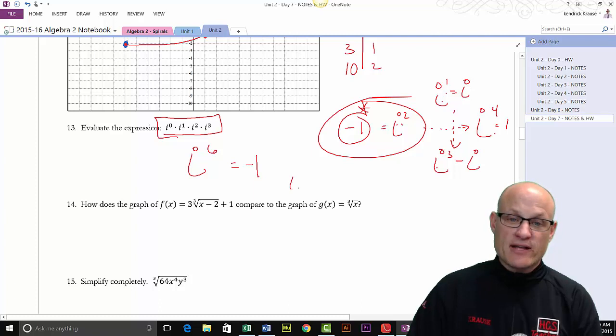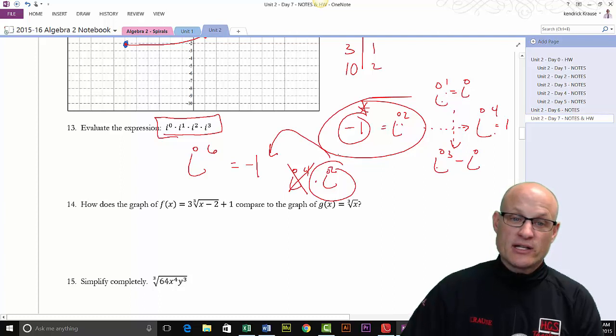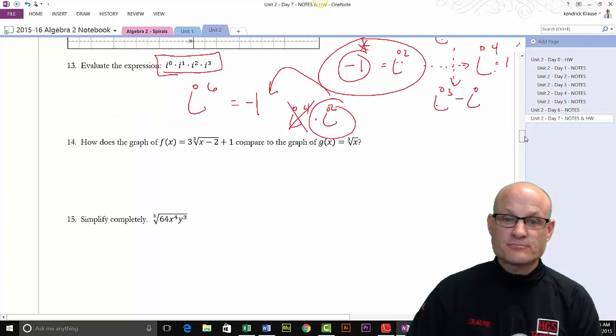I could rewrite it as I to the 4th times I squared. And this I to the 4th is just 1. I squared is negative 1. That's why it's negative 1 as well.